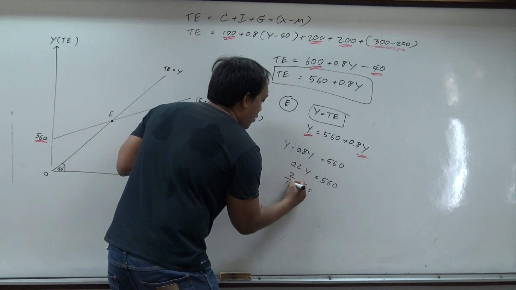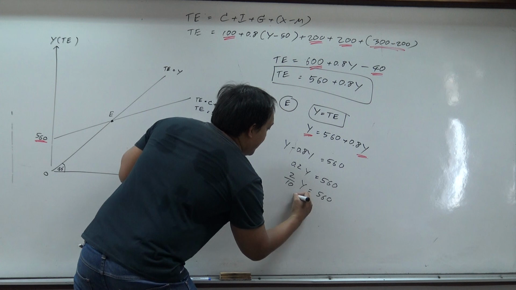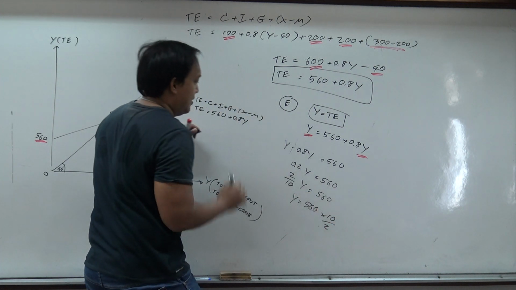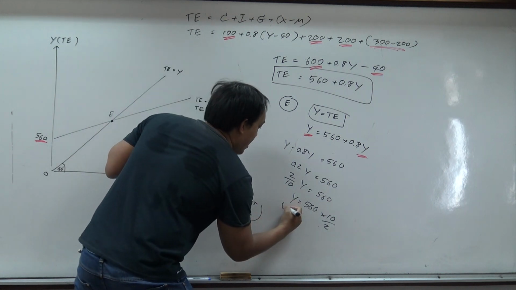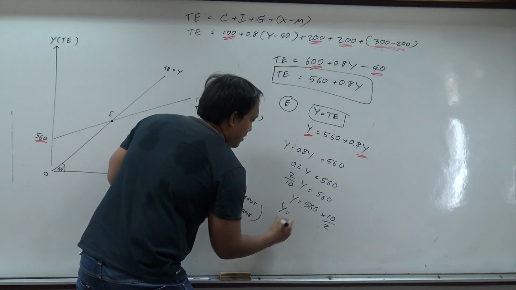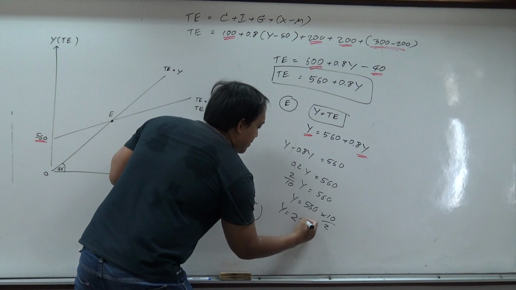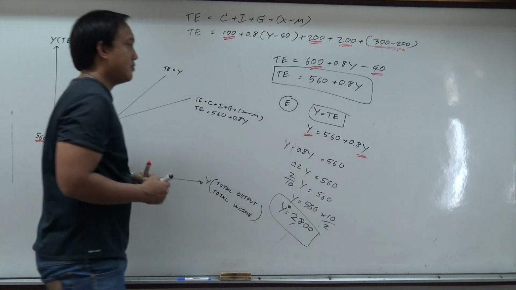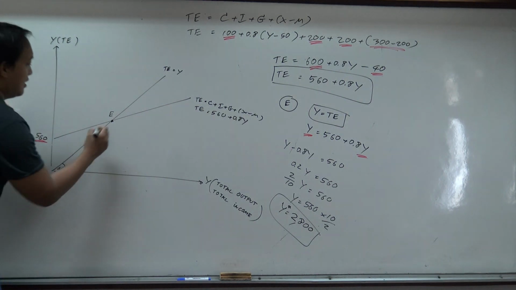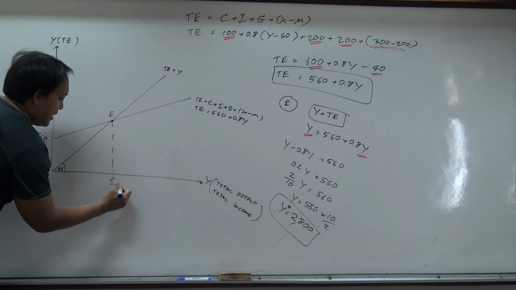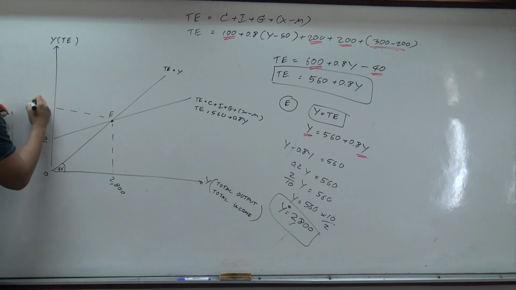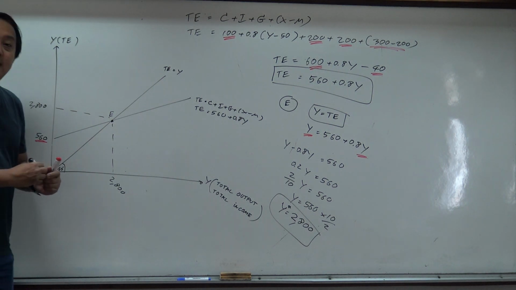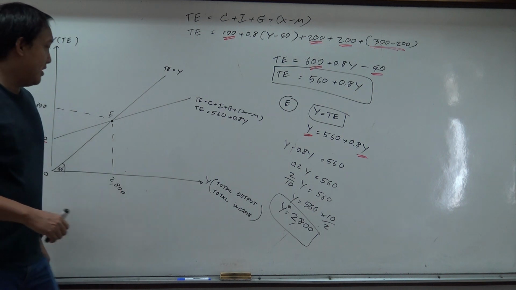0.2 is like 2 over 10. Y equal to 560 multiplied by 10 over 2. Okay, so then y equal to this one. So here is 2,800, which will be equal to total expenditure 2,800. Okay, this is the equilibrium in your economy.